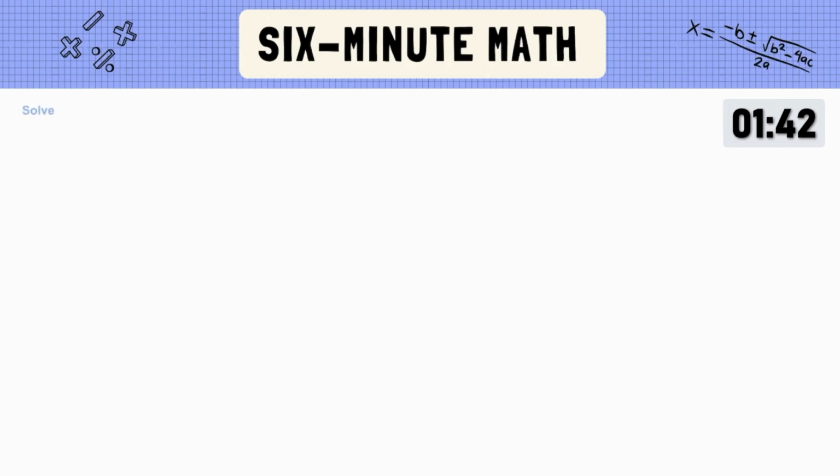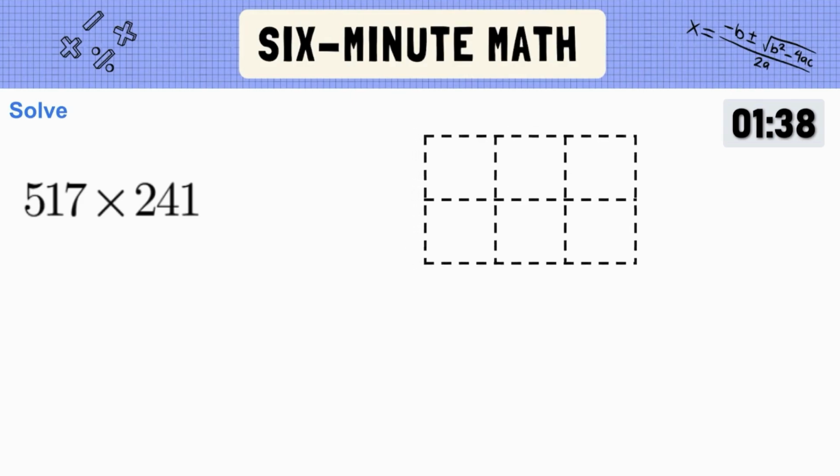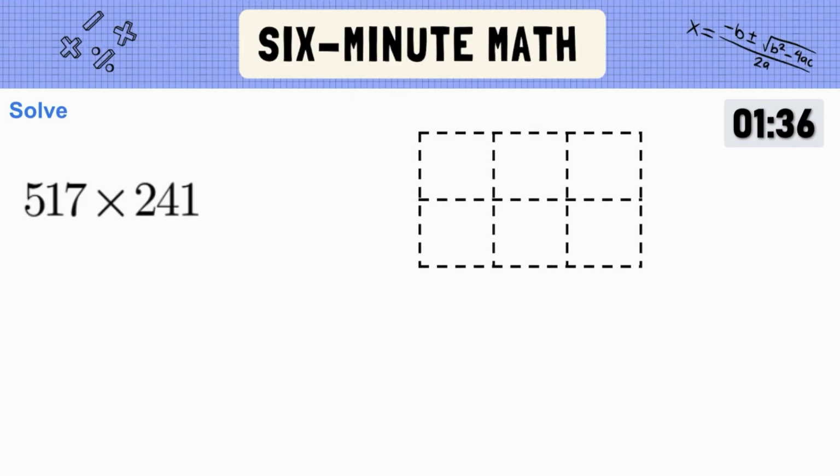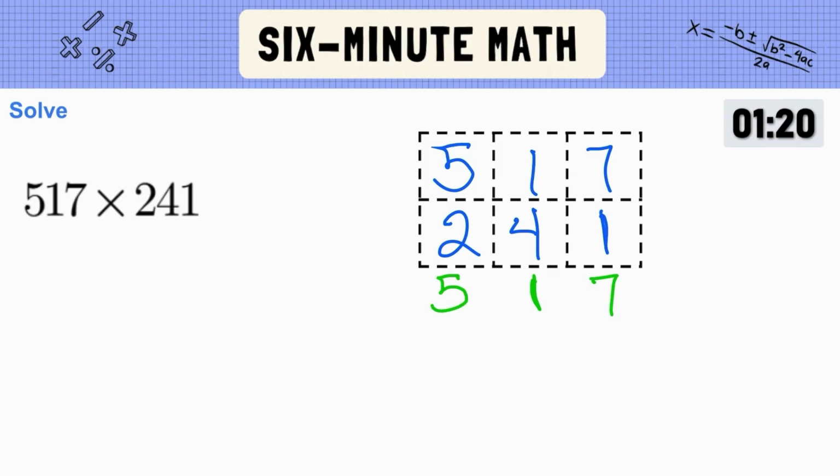One last example here where I'm going to multiply a 3-digit number by a 3-digit number. So I have my place value chart, 517 times 241. 1 times 7 is 7. 1 times 1 is 1. And 1 times 5 is 5.